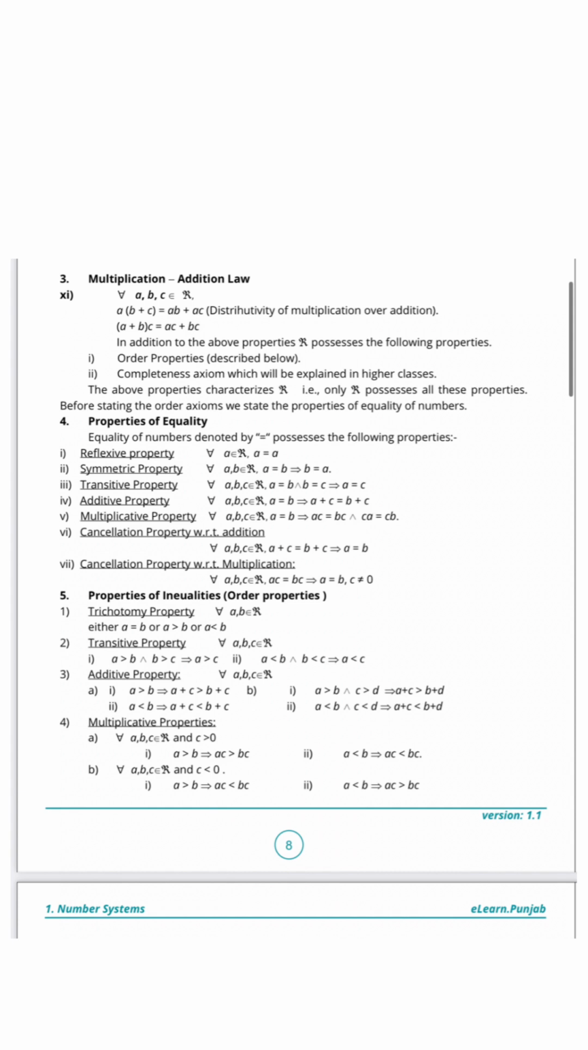So multiplicative properties are for all a, b, c belonging to capital R and c greater than 0. For example, a is greater than b implies that a·c is greater than b·c, that is, multiplying c on both sides. Then if a is less than b, multiplying c on both sides gives ac less than bc. And for all a, b, c belonging to the set of real numbers and c less than 0, a greater than b implies that a·c is less than b·c.